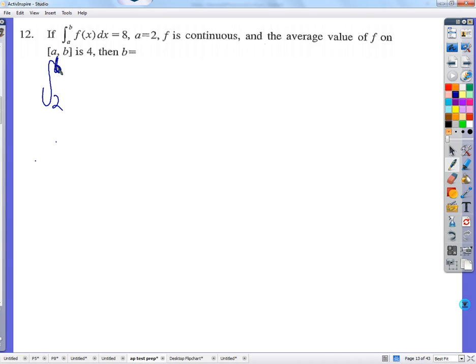We don't know what F is. We don't know what the function is. But all we do know is that the integral of f of x dx equals a. The dx is saying basically the derivative of f of x. Well, this is saying if we take the antiderivative of this and plug in b and then plug in a and subtract, we get a. And this part I'm confused about, when it says the average value of f on the bracket a b is 4. That's what I'm confused about right now.